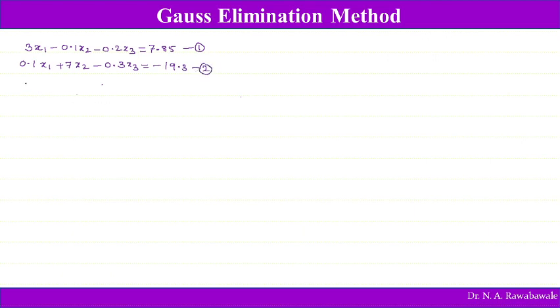And the third equation given is 0.3x1 minus 0.2x2 plus 10x3, which is equal to 71.4. Say this is equation number 3. So it is given in this problem. Carry 6 significant figures during the computation.